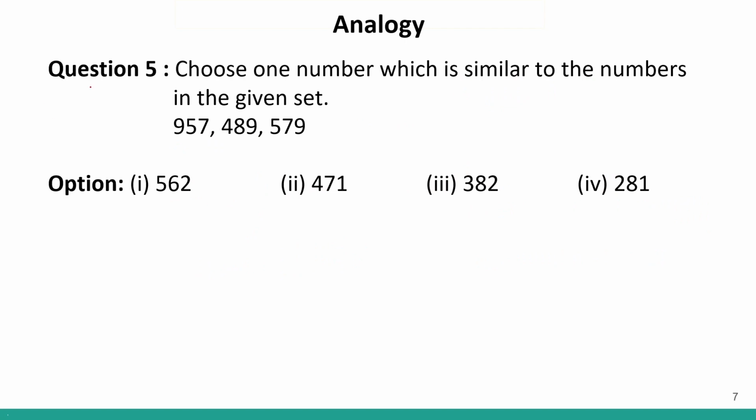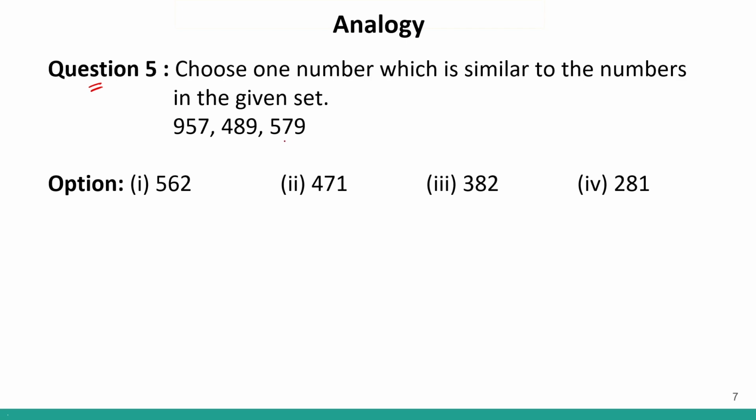Moving on to question number 5. Choose one number which is similar to the numbers in the given set. So we have 3 numbers now. These 3 numbers have a certain logic, and we have to identify which one follows the same logic. These 3 numbers have the same pattern, so we have to identify that pattern.